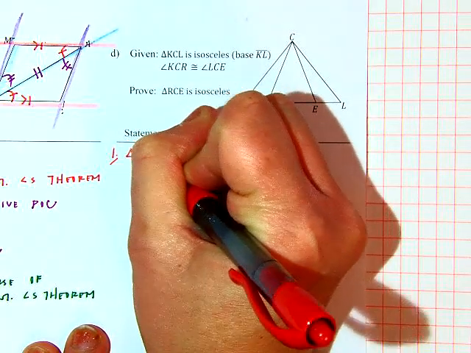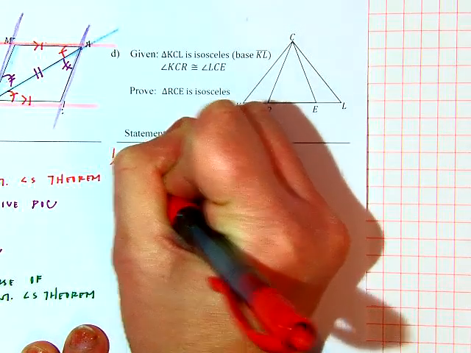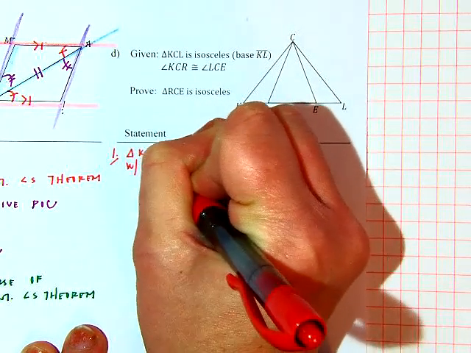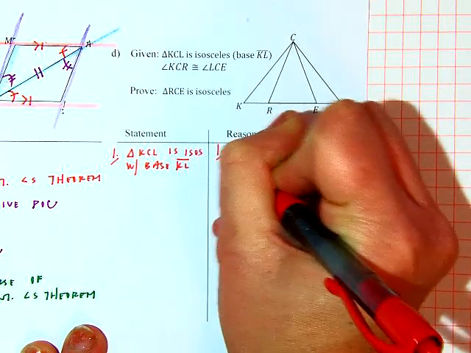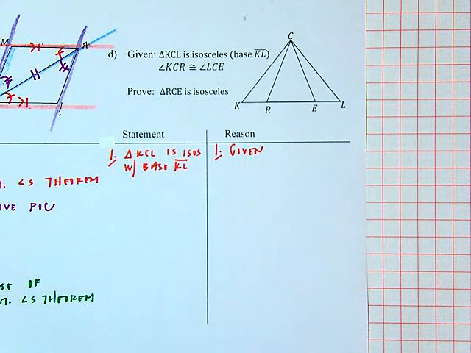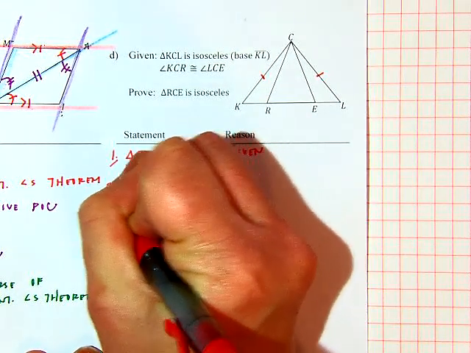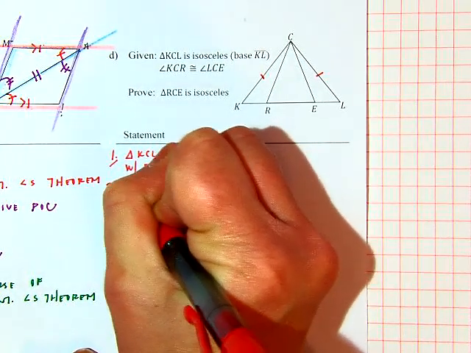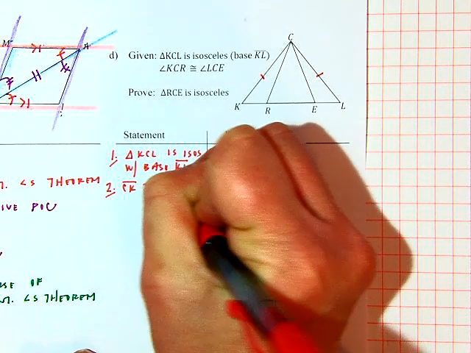So triangle KCL is isosceles with a base KL, given. Well, what does it mean to be isosceles? Well, it means that we have congruent sides here and here. So I can build off that. I can say that CK is congruent to CL.